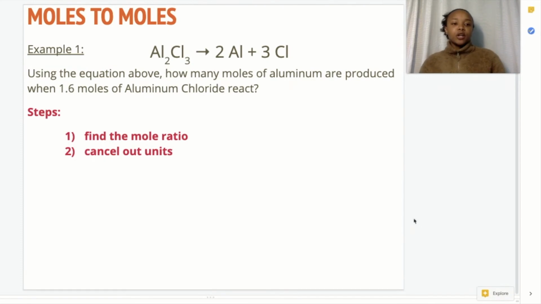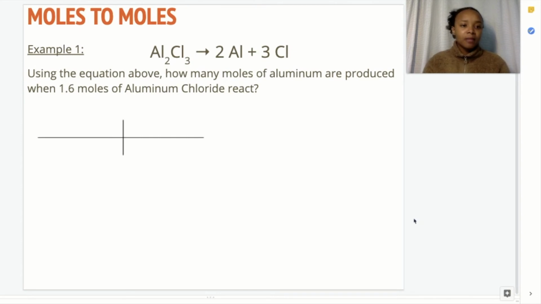So there's only two things that we really do here. We are going to use the mole ratio to be able to cancel out units, using that same method that we used in the beginning of this video with the boys and girls example. So let's just hop right into it. I'm going to start with what I know. So I know that I have 1.6 moles of aluminum chloride, which is here. So I need to make sure that I include my units always, or I won't be able to cancel them out and get my right answer. So this is what I know.